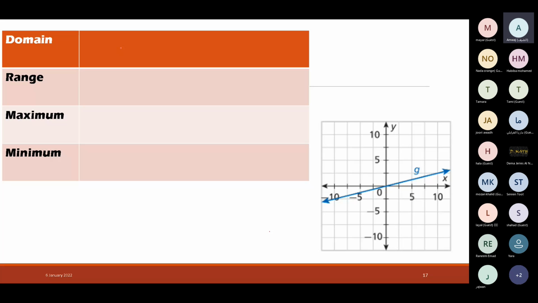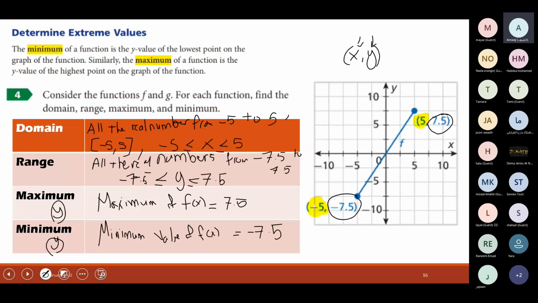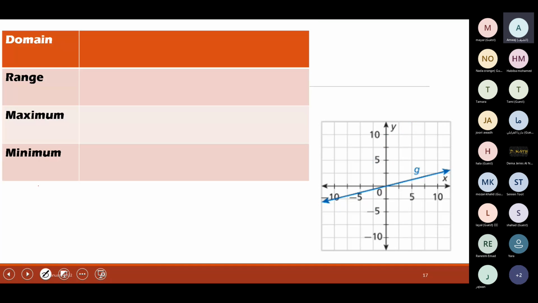Yes, Nada. What is the domain here? The domain of g is all real numbers. So you will say all real numbers, or we can say if x is greater than or equal to what? Negative infinity, bravo, and less than positive infinity. Thank you so much, Nada.